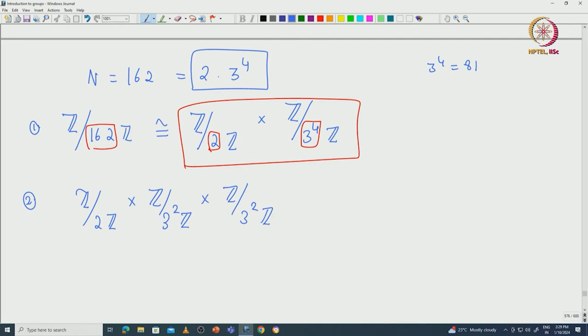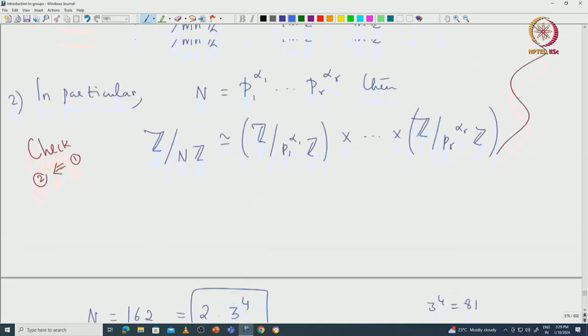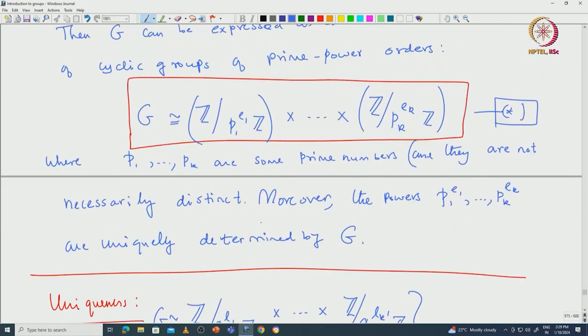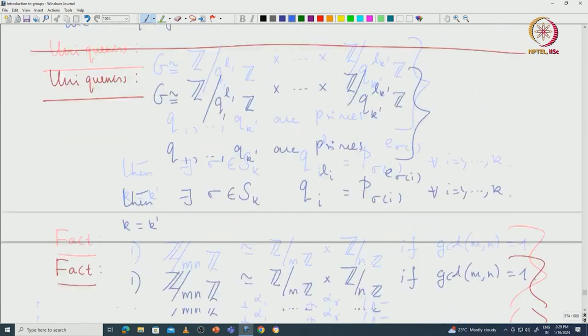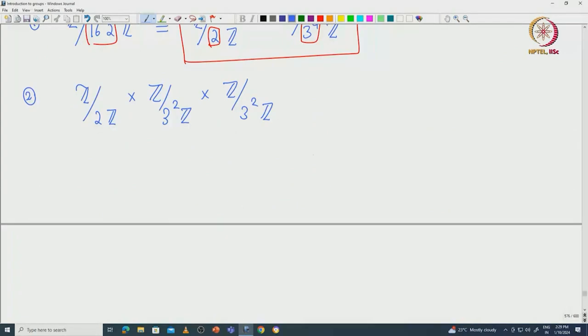This is indeed in the form of the first version. The first version says G can be expressed as a direct product of cyclic groups of prime power orders. Okay, but repetition is allowed. So you can see that this is such an example, Z modulo 2Z and then 3 square, that's a tuple that you are having.